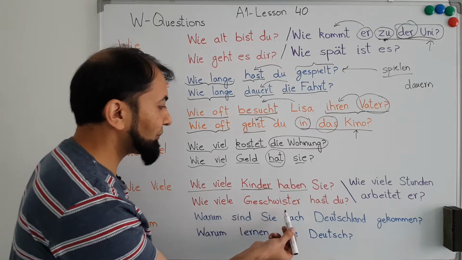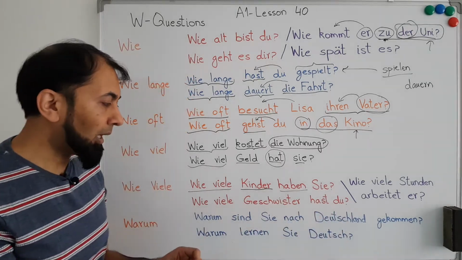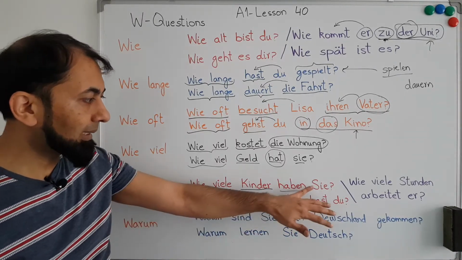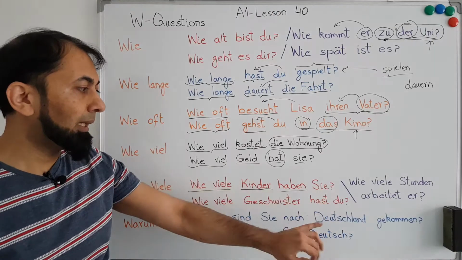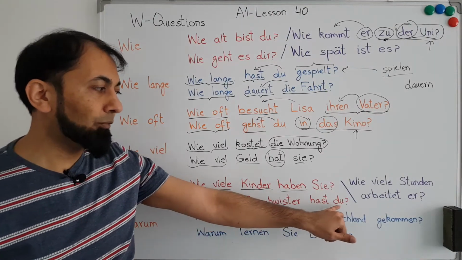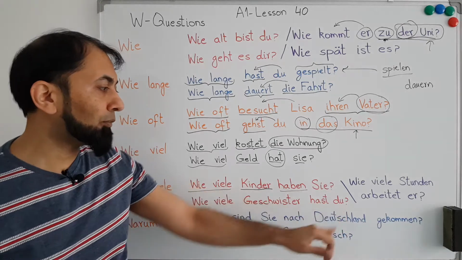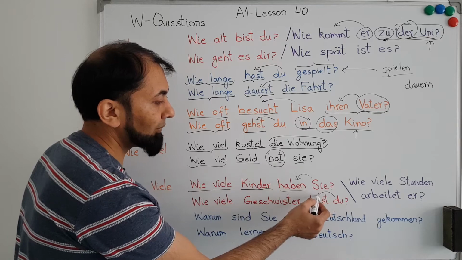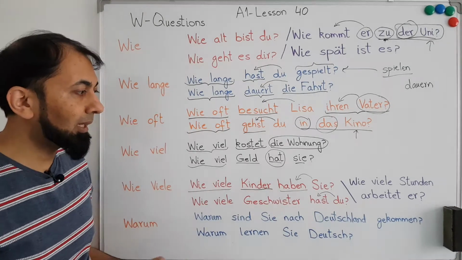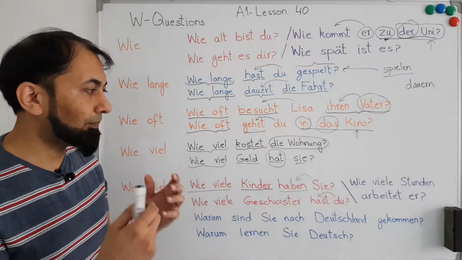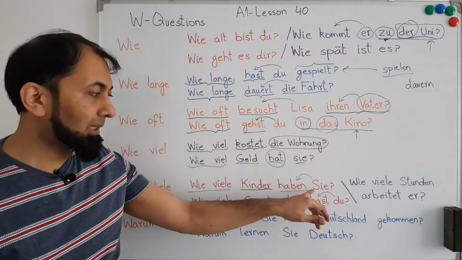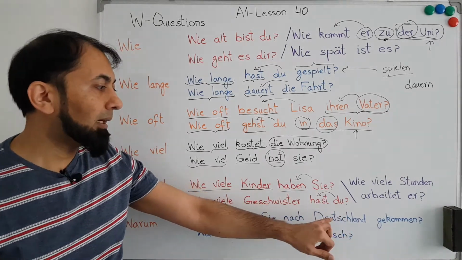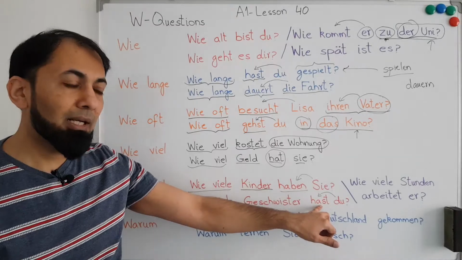Wie viele Geschwister hast du? How many siblings do you have? Now, in the previous sentence it was Sie, a formal one, and in this sentence we are using the informal second person du. Therefore, you can see that the conjugation of haben is different for different subjects. If we use Sie in a formal way for second person, then it's haben, and if we use du as an informal second person, then haben will become hast.